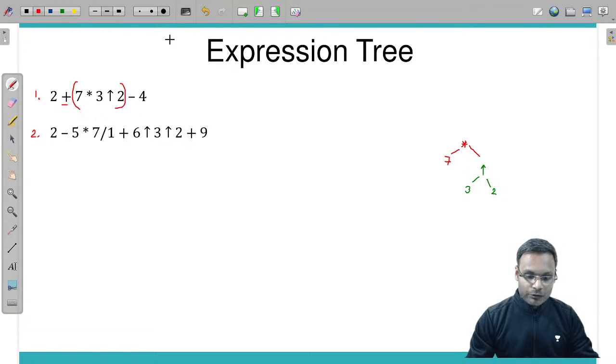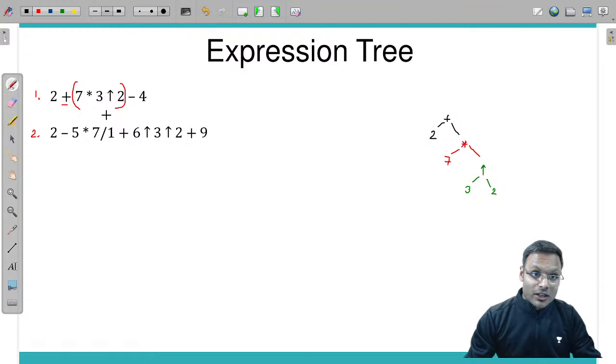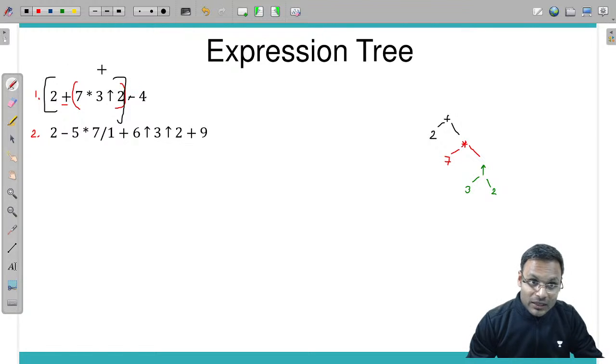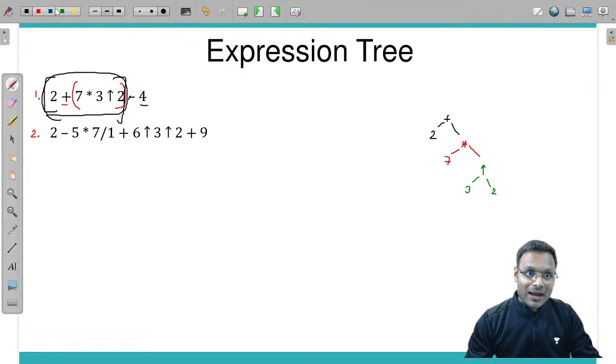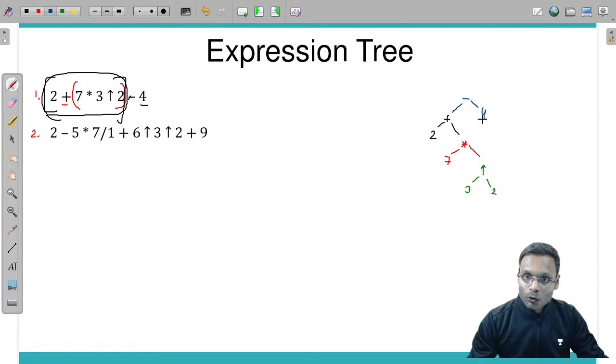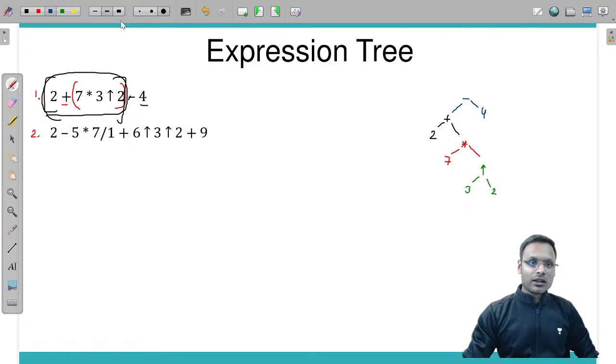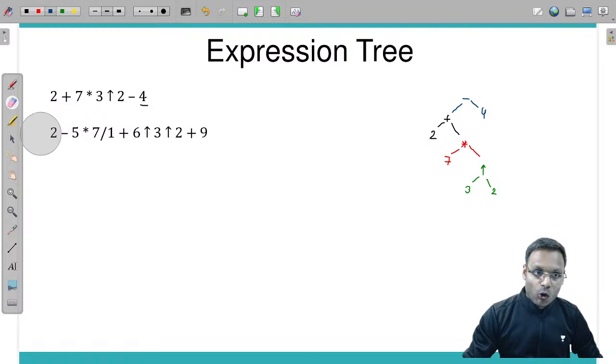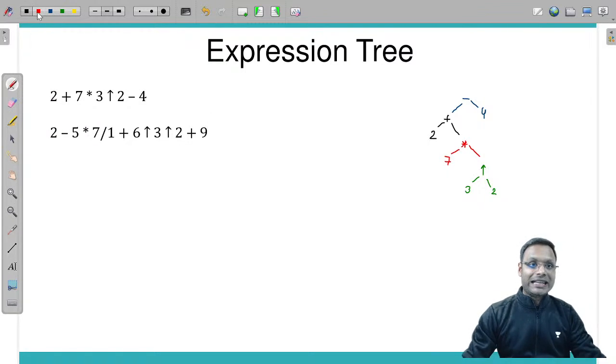What will we do? This plus will have left operand 2, right operand this one. Next, this minus, so this much you have done. For this minus, this much is the left operand and right operand is 4. So for minus, left operand is the result of this expression and right operand is 4. This will be the tree you will have for the first expression. I hope you got this particular tree as it is.